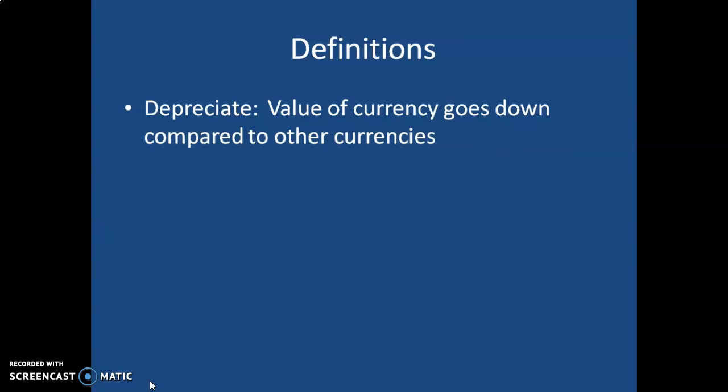The opposite of depreciate is appreciate. If the value goes up, that means that the currency has appreciated. Back when I first started teaching economics, about 10 years ago, the value of one euro was equal to $1.35 US. Now 1 euro is equal to $1.13 US. That means that the value of the dollar compared to the euro over the past 10 years has appreciated. So you get more euros now for your dollar than you did 10 years ago.